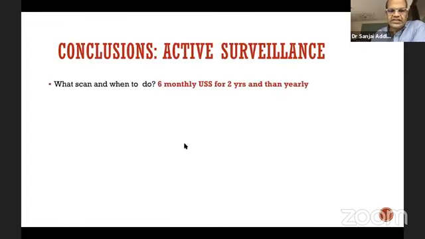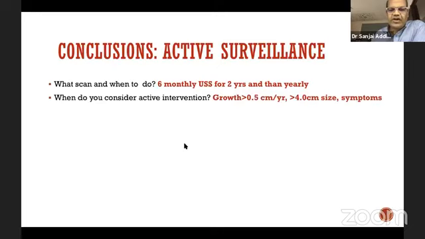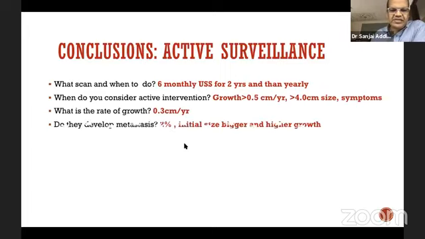Conclusions, what scans and when to do: 6 monthly ultrasound scan for 2 years, then yearly. When do you consider active treatment? As I said, any symptoms, any growth more than 0.5 or any size more than 4 centimeters. What is the rate of growth? Commonly, it's 0.3 centimeters per year.